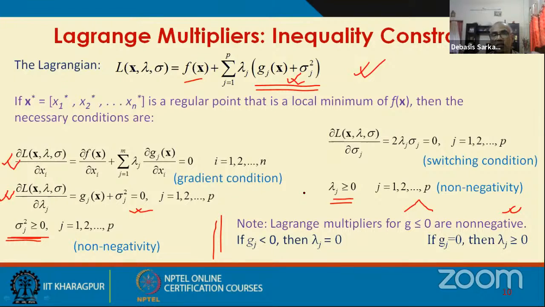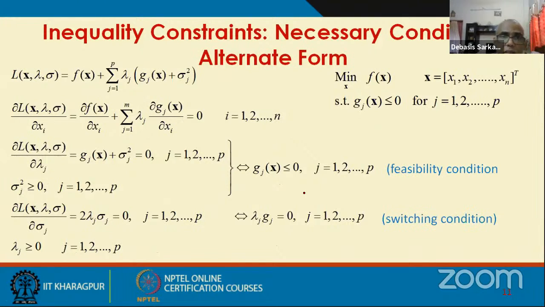So what he did here is the inequality constraint is converted to an equality constraint by addition of a slack variable. And then we simply applied the first order necessary conditions. That means the gradient of the Lagrangian equal to 0, the first order necessary conditions. Now let's look at an alternate form where we do not need the introduction of the slack variables.